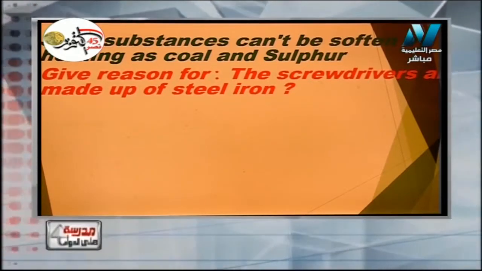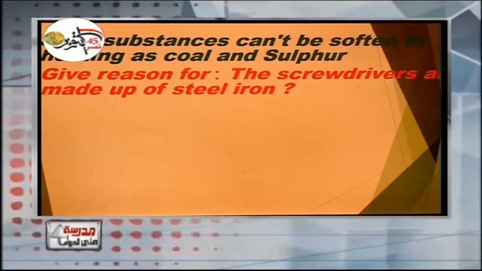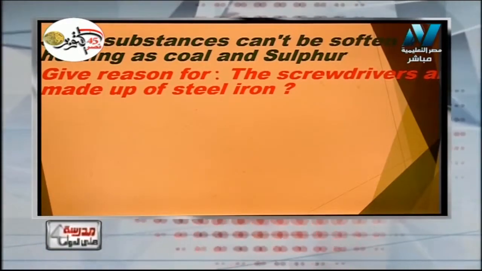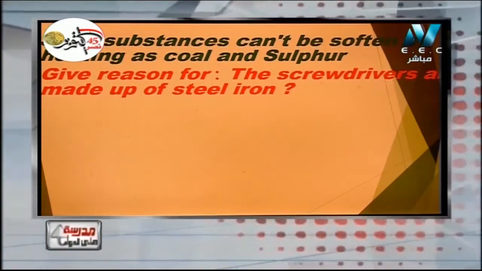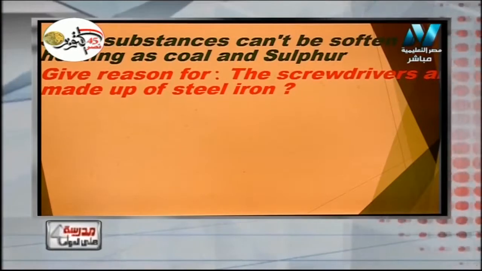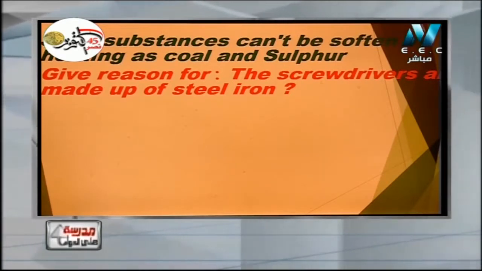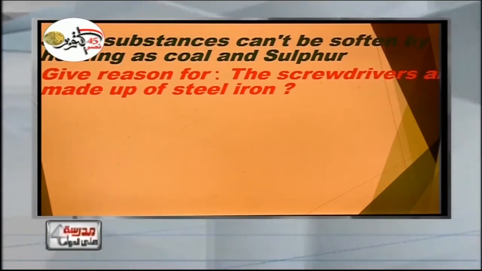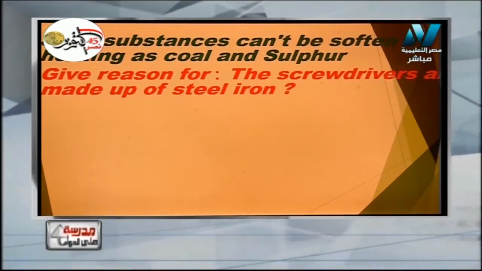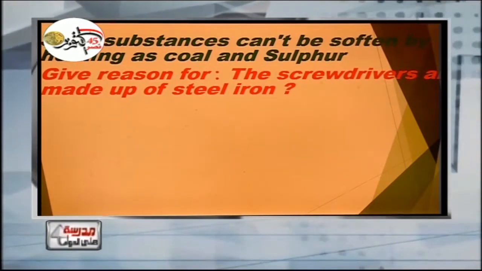Give reason for: the screwdrivers are made of iron. The question is about the screwdriver. The screwdrivers are made of steel iron. Why can't we use plastic to make the screwdriver? Because it's not hard enough. Plastic will easily be broken, but steel iron is very hard at room temperature, so it can't be easily broken.